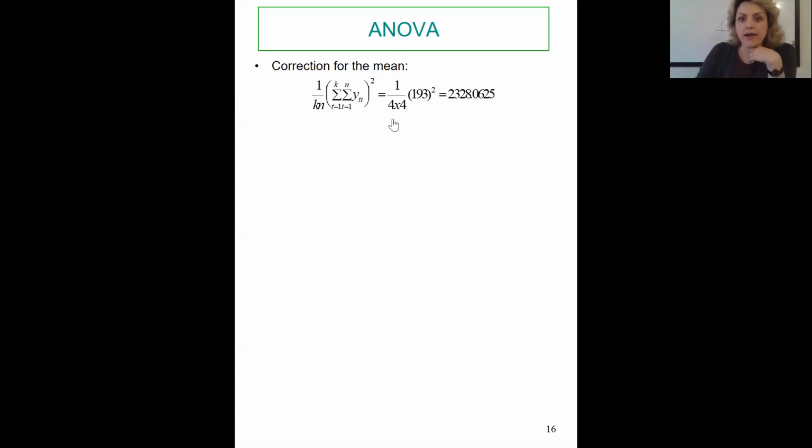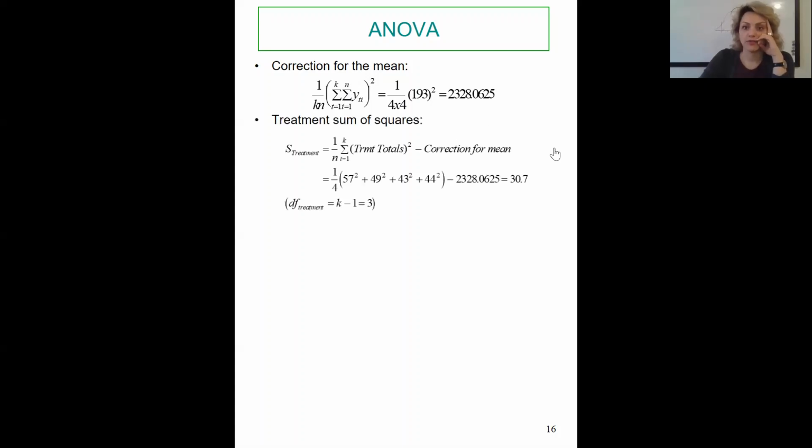So here it's very similar. We say 1 over 4 times 4, and then whatever y values we have, we add all of them together, then square it, and we find the value for the correction of the mean. Then the treatment sum of squares: you can write it as SS, or in some books S, but as long as we know that it's the sum of squares we're looking for, it's fine. We would accept both ways of writing.